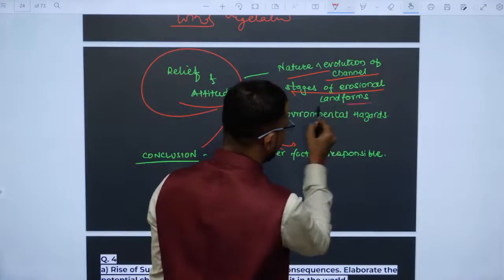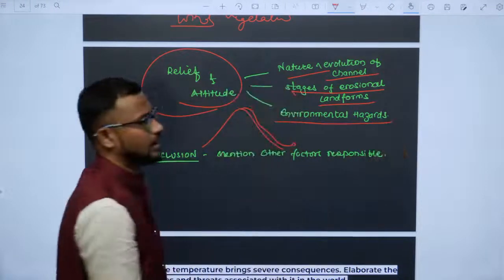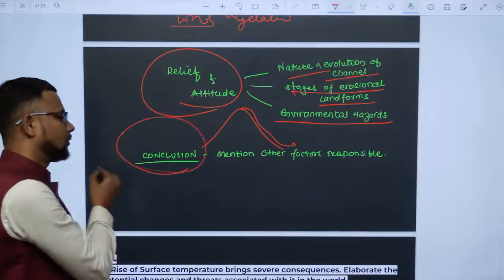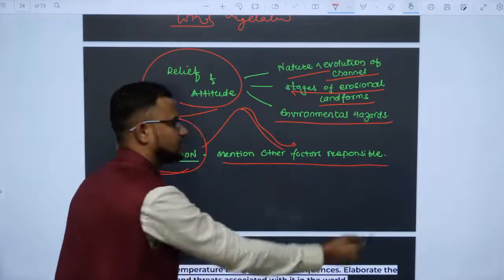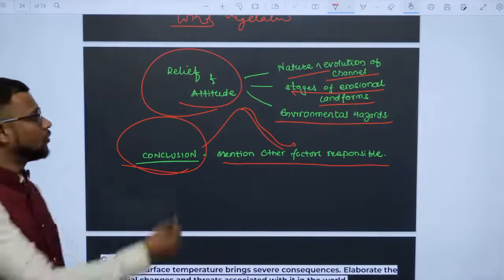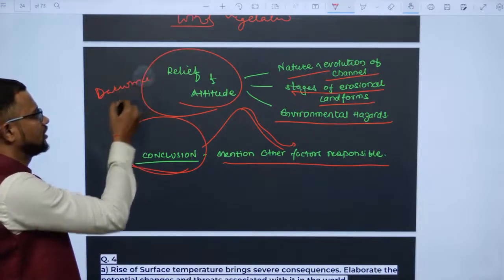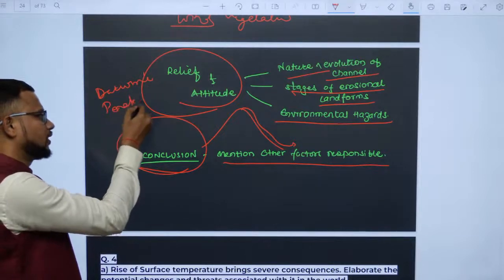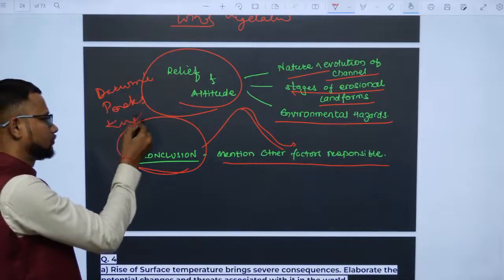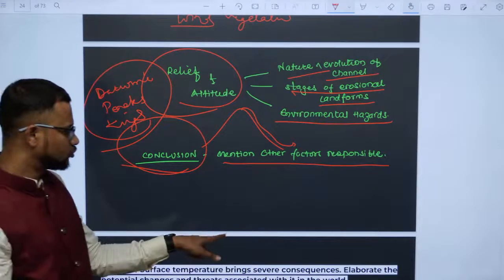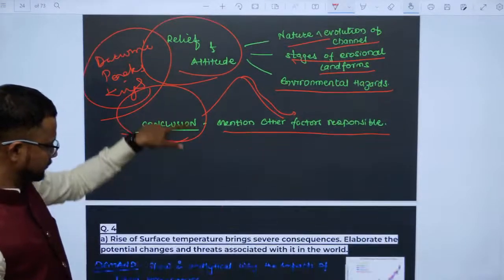Stages of erosional landform and environmental hazards, you can write it over there. And in the conclusion, mention other factors if they are responsible. Over here you need to write about Darwin's theory, slope development theory, Penck's model of slope development, and King's model also. Mention these three, it is necessary to get enough marks.